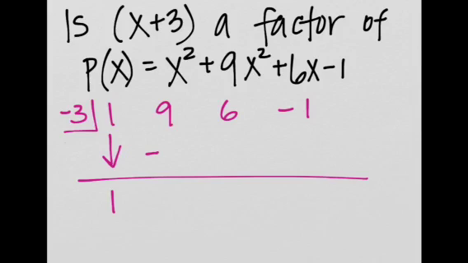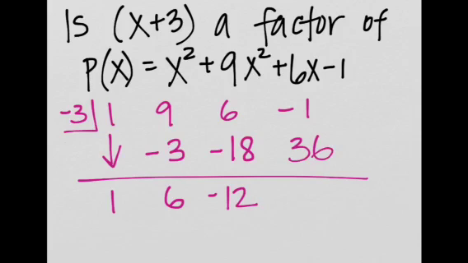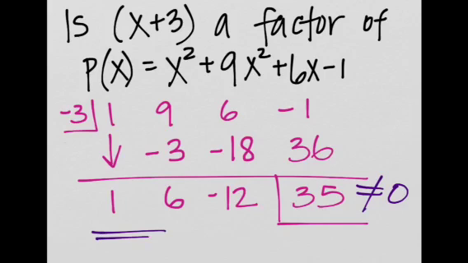We get 1, negative 3, 6, negative 18, negative 12, 36, and 35 as my remainder. So my remainder is not equal to 0, therefore I'm going to say no. X plus 3 is not a factor of x squared plus 9x squared plus 6x minus 1.